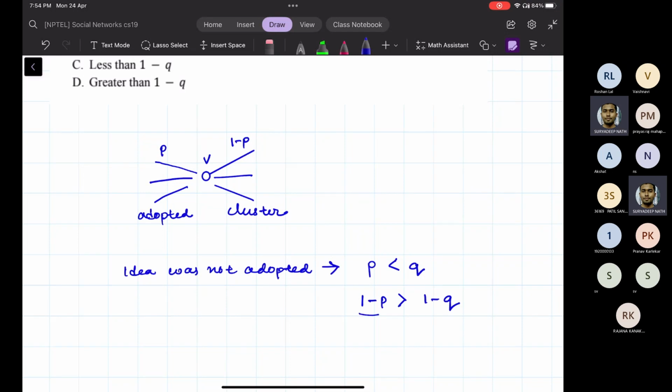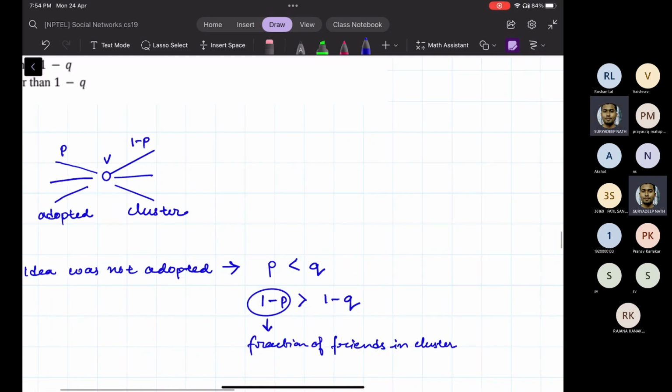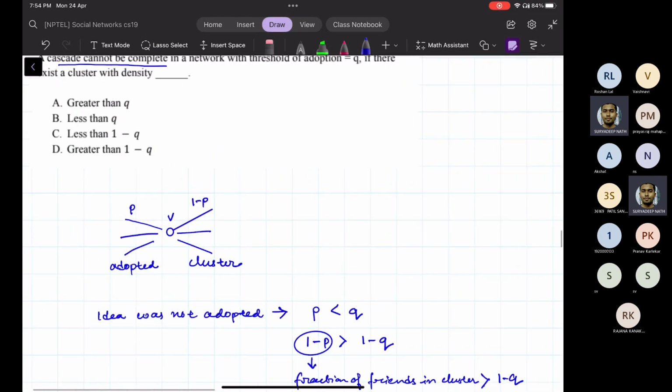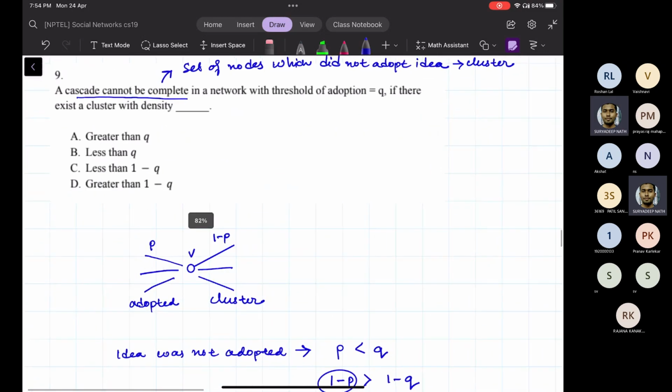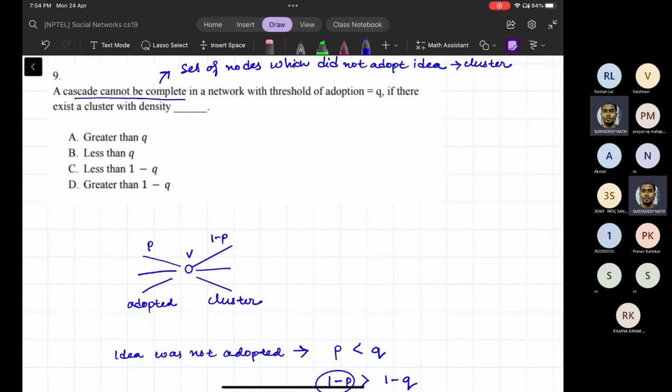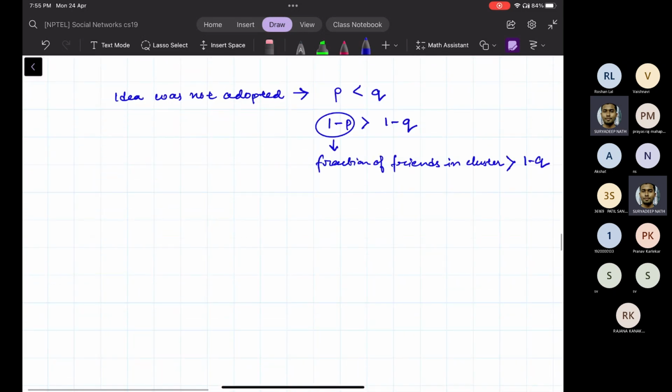So what is 1 minus p? 1 minus p is the fraction of friends in the cluster, which is basically greater than 1 minus q. So the cluster density should be greater than 1 minus q, in which case the cascade cannot be complete. So option D is the right answer for this question.